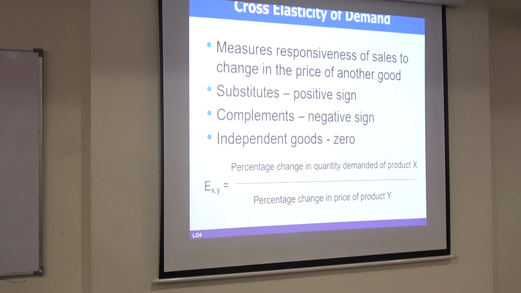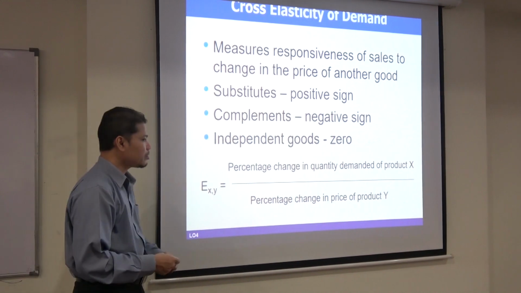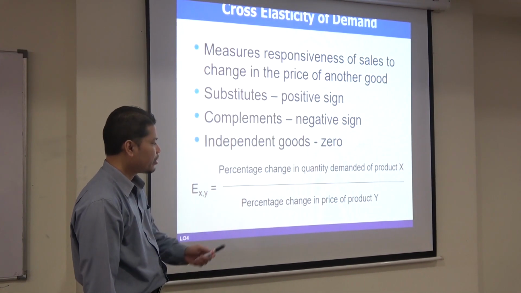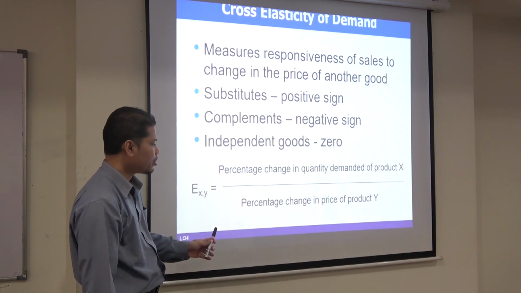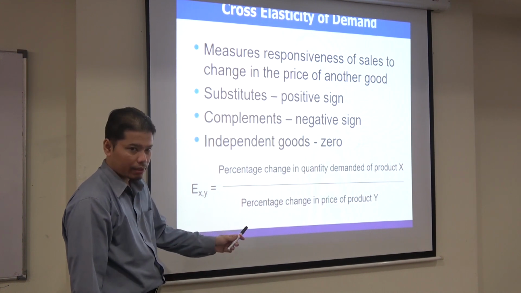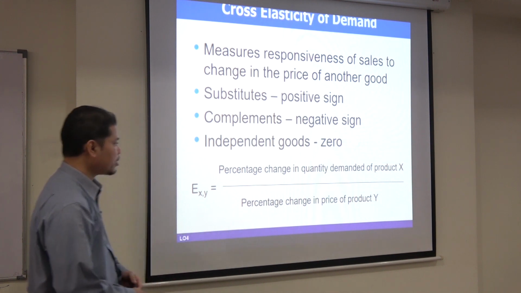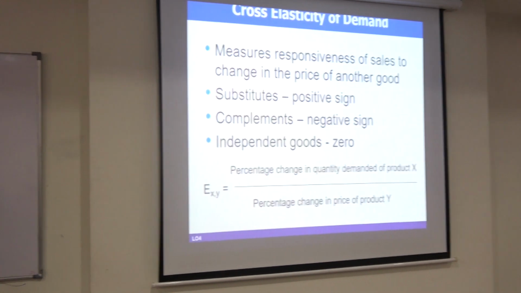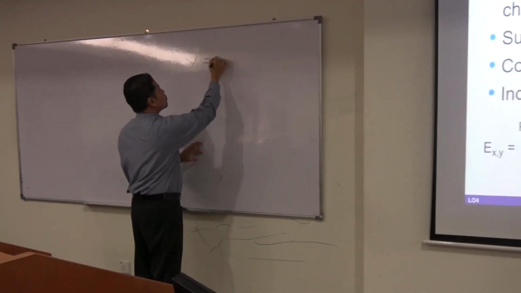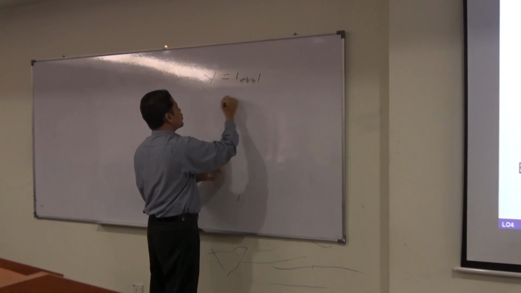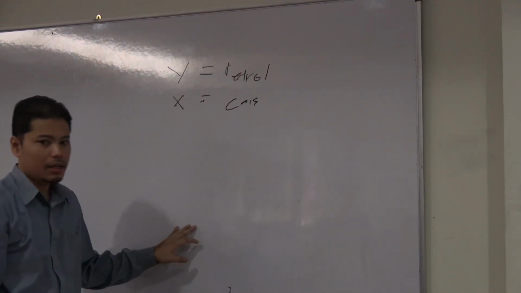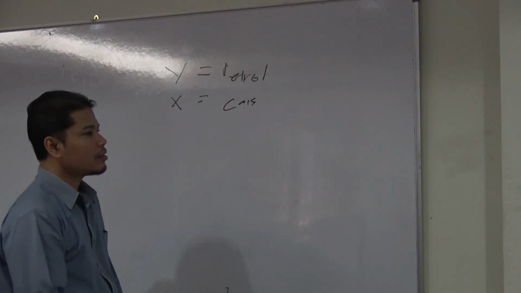Okay, let's look at the formula for the cross price elasticity of demand. Cross price elasticity of demand is the percentage change in the quantity of product X divided by the percentage change in the price of product Y. Okay, let's give some examples. Let's say Y is petrol, X is cars.